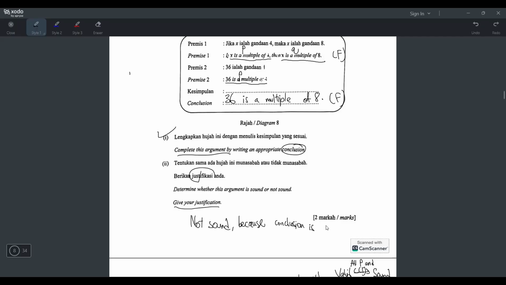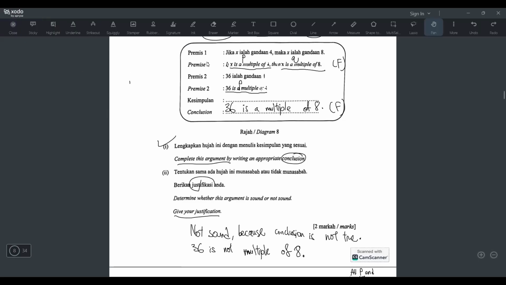Conclusion is not true. Okay. And then I will put a full stop, and then I will even write here 36 is not a multiple of 8. Okay. So I think if you write like this, it's good enough already. Very, very complete already. Okay.